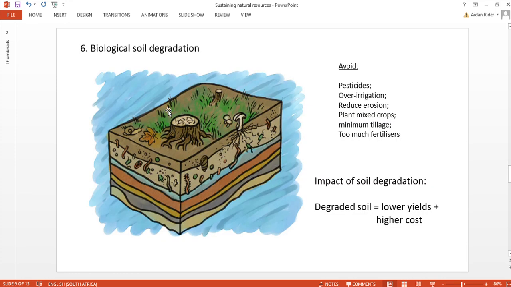Then lastly, there's also biological soil degradation. As mentioned, within the soil there are things like fungi and all your microorganisms in the lower layers of the soil, and they are needed there to decompose everything. Decaying matter on top of the soil going down, and any chemicals or toxins inside the soil, they decompose it, they break it down so that the soil stays healthy.